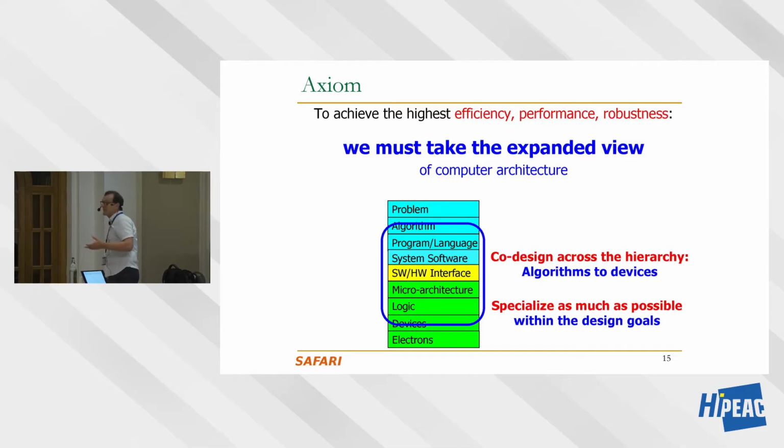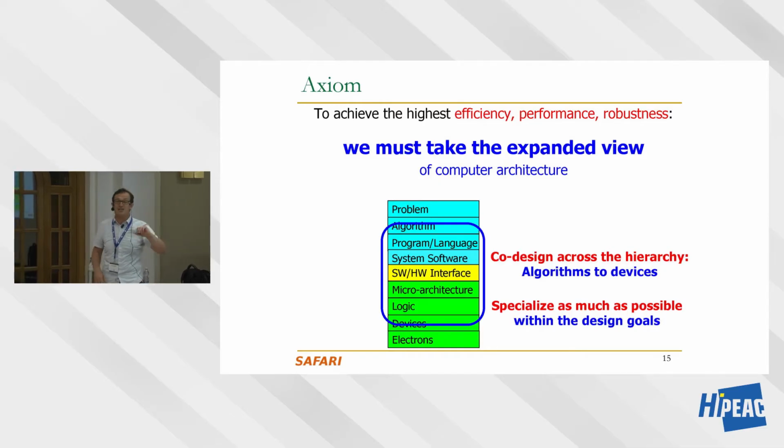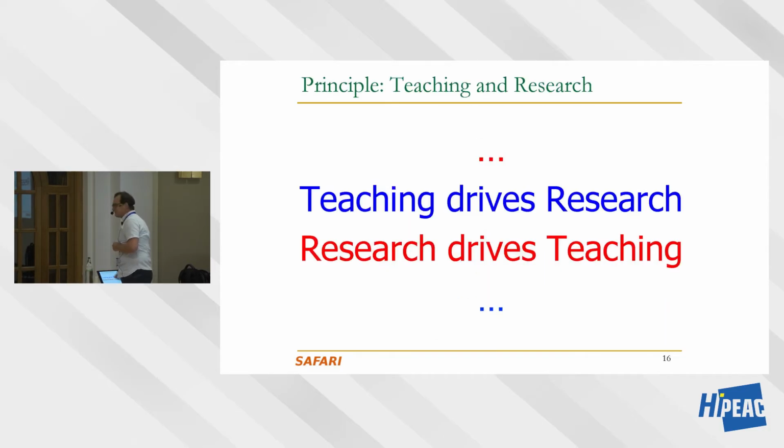So the axiom will be, if you really want to achieve the highest efficiency, performance, robustness, and I believe security as well, we really must take this expanded view of computer architecture and really co-design our systems across the hierarchy from algorithms to devices and specialize as much as possible within the design goals that we dictate, as we will discuss. Okay, I'm just giving you an overview of my philosophy right now.